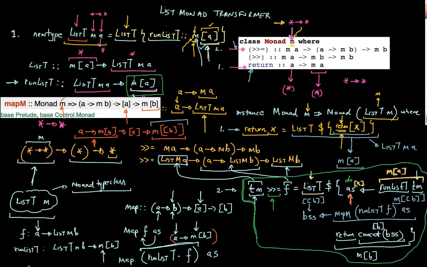In the next video, we're going to have a really short video. We're just going to wrap up by making my list t an instance of the monad transformer type class.